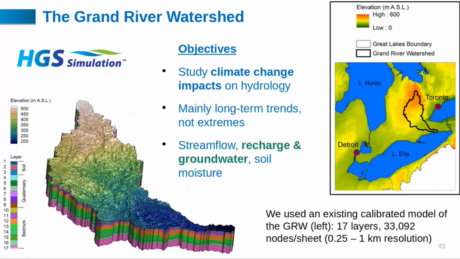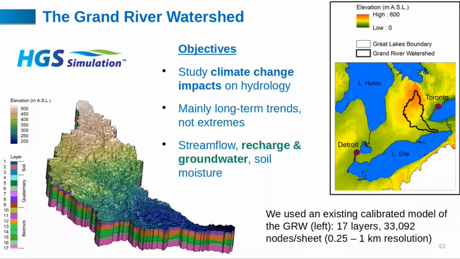The case study we are using here is the Grand River watershed. It's in southern Ontario, southern Canada, in the Great Lakes region, right? We were interested in climate change impacts on hydrology, but specifically also groundwater, because that's something that hasn't really been looked at before. But we also looked at stream flow and soil moisture, right?